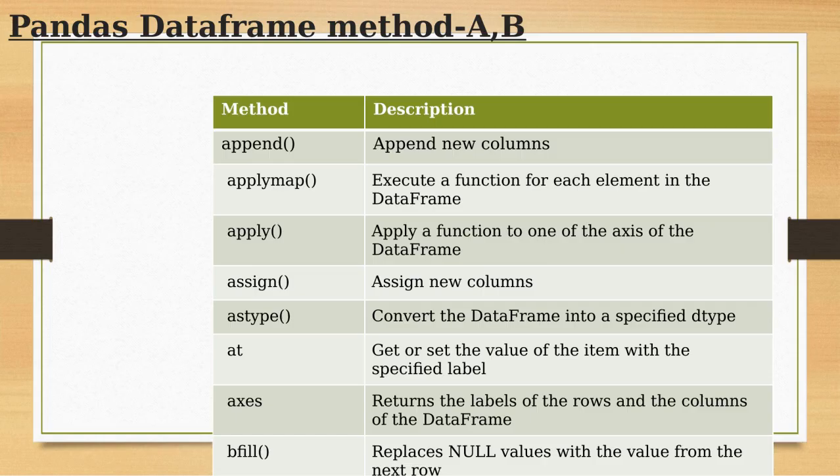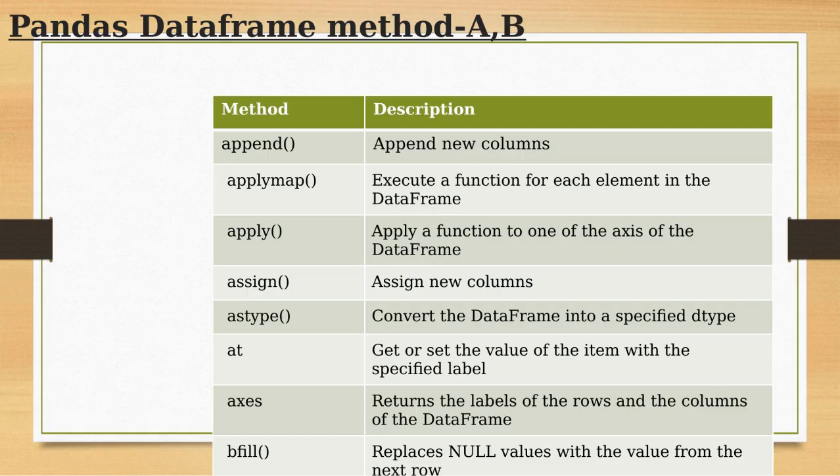applymap() applies a specified function to every individual element in the data frame. apply() applies a function to an entire row or column of the data frame. assign() creates one or more new columns or updates existing columns without modifying the original data frame unless reassigned. astype() converts the data type of a column or data frame, such as converting integers to floats or strings to dates.